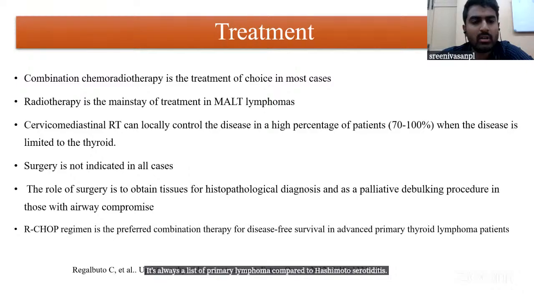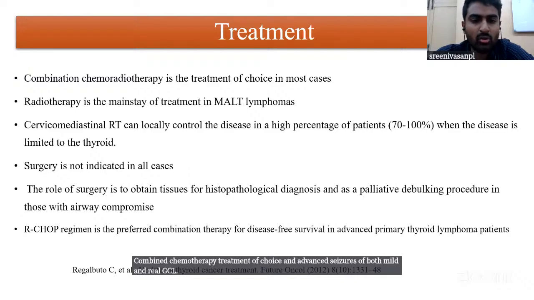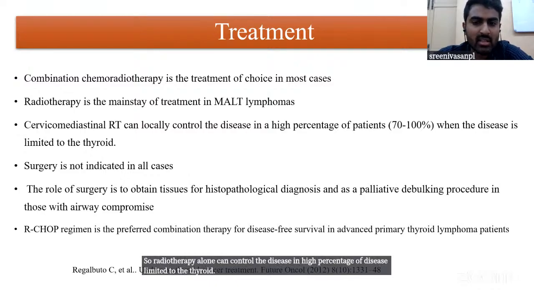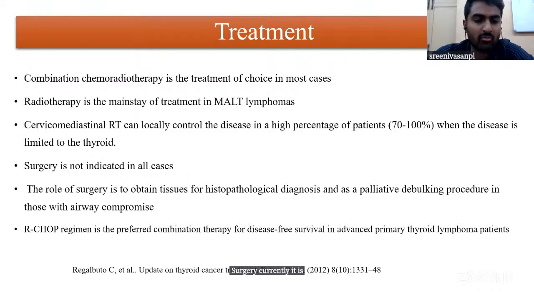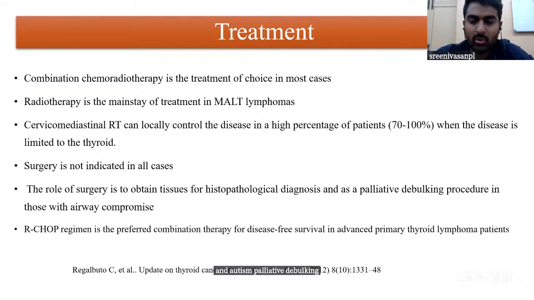So for treatment in MALT lymphoma, since it is indolent and localized, radiotherapy will be sufficient. Whereas combined chemoradiotherapy is the treatment of choice in advanced stages of both MALT and DLBCL. Radiotherapy alone can control the disease in a high percentage of disease limited to the thyroid. Surgery currently is not an indication for primary thyroid lymphoma. The role of surgery in today's world is to obtain tissue for histopathological diagnosis and also palliative debulking procedures for those with a compromised airway. Overall, R-CHOP is the preferred regimen for both types of lymphoma.